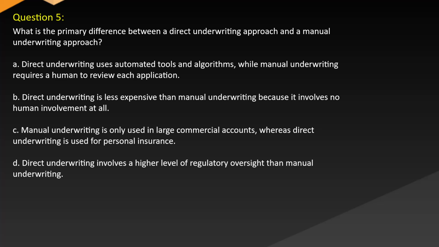Question 5. What is the primary difference between a direct underwriting approach and a manual underwriting approach? A. Direct underwriting uses automated tools and algorithms, while manual underwriting requires a human to review each application. B. Direct underwriting is less expensive than manual underwriting because it involves no human involvement at all. C. Manual underwriting is only used in large commercial accounts, whereas direct underwriting is used for personal insurance. D. Direct underwriting involves a higher level of regular oversight than manual underwriting.